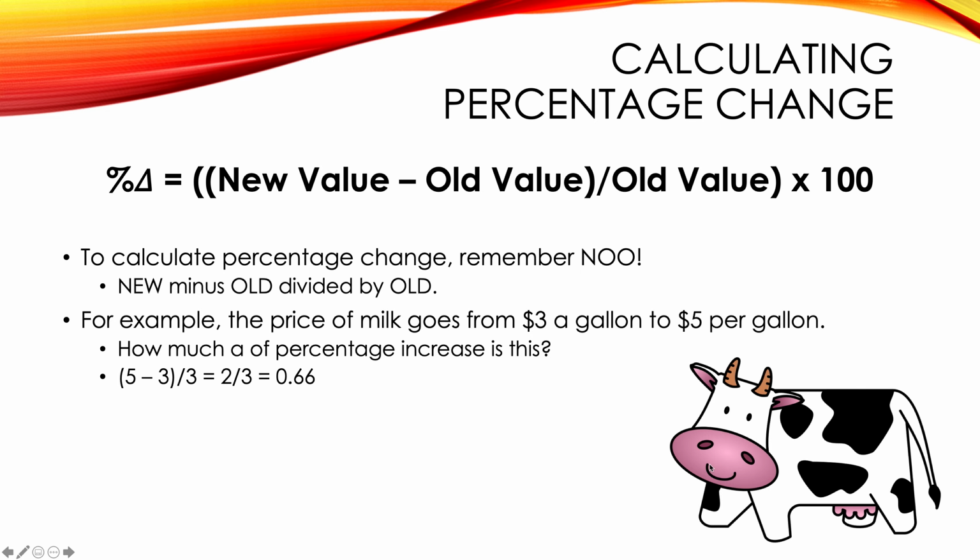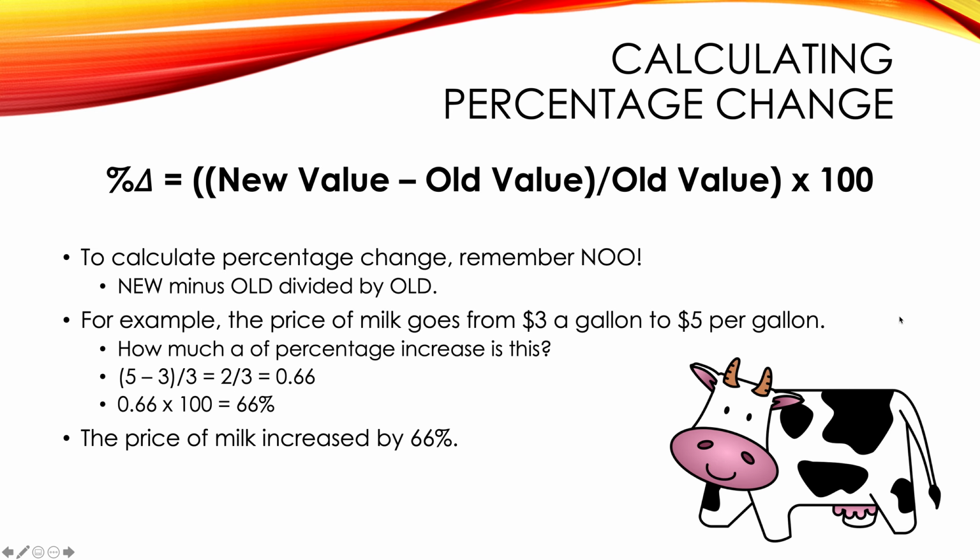So that would look like this. 5 minus 3, new minus old, divided by 3, which is our old, equals 2 over 3. And 2 over 3 is 0.66. Now, to turn any decimal like that into a percentage, all you have to do is multiply it by 100. And so if you do that, you're going to get an answer of 66%. So the answer to this question is the price of milk increased by 66%. So that's how you calculate percentage change.